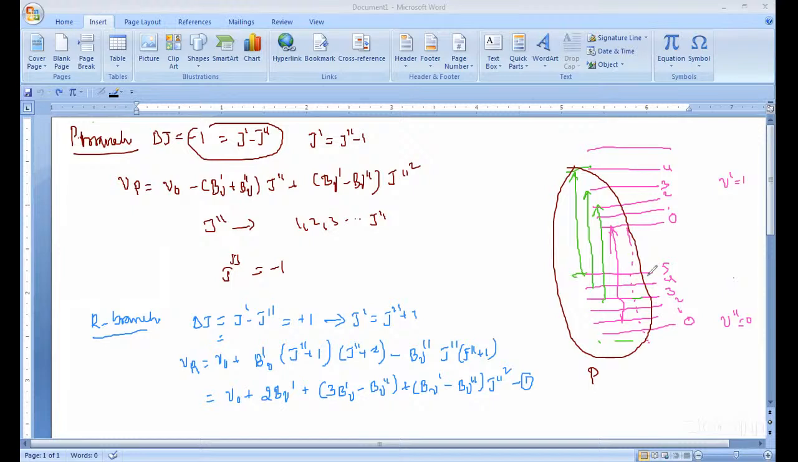Similarly, we have 0 to 1 or 2 to 3 or 4 to 5 transitions in this one. We will call this the R branch. In this case, we'll get R0, R1, R2, R3, R4, whatever it may be. In this case, we have only P1, P2, P3, P4. Okay. So in the case of R0, if you take it, this is a 0 to 1 level. So this is about the P branch and R branch. This is what we call the vibrational fine structure here. Okay.